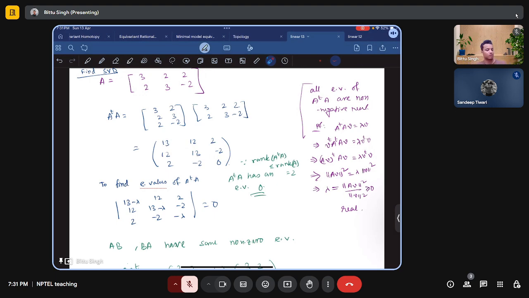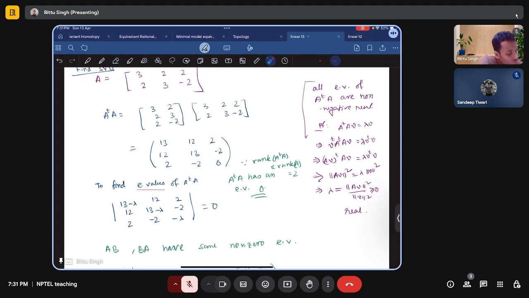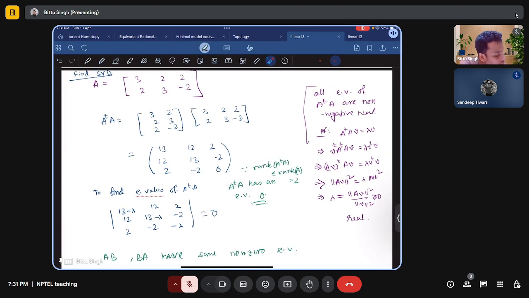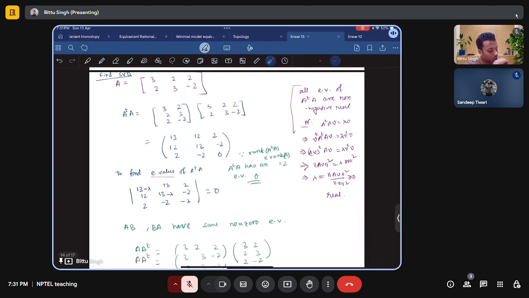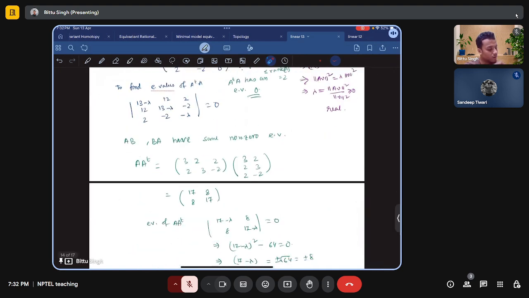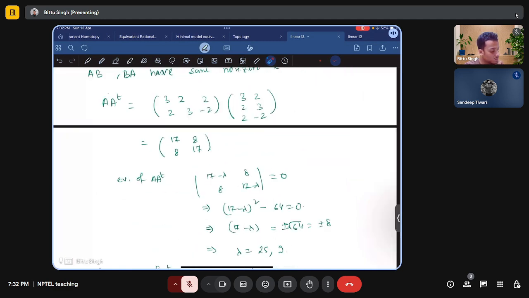So let me do it from the beginning. So what is this, 3 2 and 3 2? This is 13. 3 2 means 6 plus 6, 12. 6 minus 4, 2. Then 2 3 2 3, 13. 2 3 2 minus 2. 4 minus 6, minus 2. And what is the last one? 4 minus 4, 0. Yes, so one eigenvalue must be 25, another must be 1. If so, there should be some mistake.